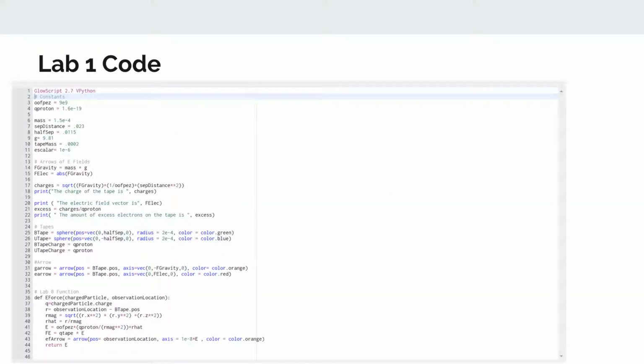For the lab, we had to create a code that creates the tapes as 2-point charges, calculates the electric field, the amount of excess electrons and the charge of the tape, then creates arrows for the gravitational force and the electric field force. And then on the bottom, we had to call lab 0, the function that we created in the previous lab.